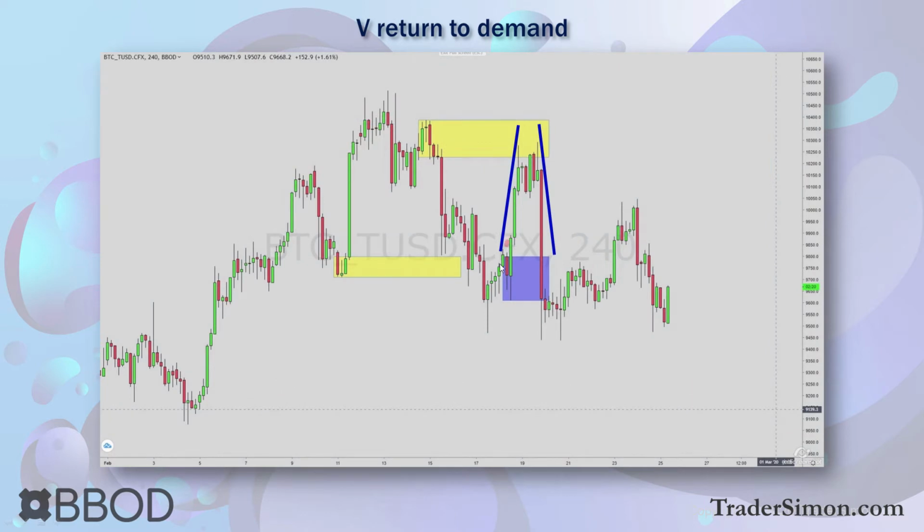Okay, so now we know what a V return is. That demand zone that we looked at before on Bitcoin, that's a V return to the demand zone, and we don't want to trade that. And so there's no surprise why it shot through here. In fact, you can see that when it shot through here, it actually created another supply zone here. And in this case, it was more of a channeled move up, so that would have been okay to sell it.